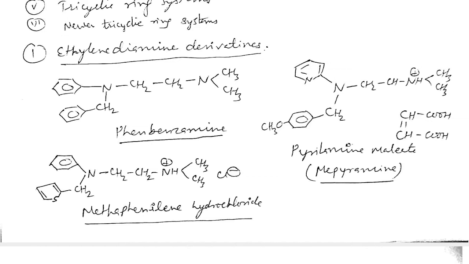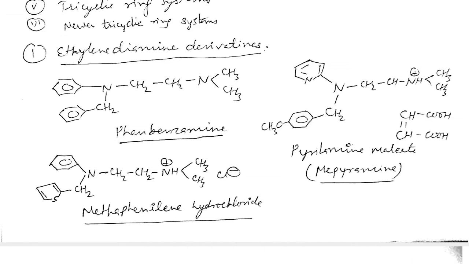Another is mepyramine. It is similar: one nitrogen, one amino group, contains a dimethyl group, and the other nitrogen contains a pyridine ring as well as a paramethoxybenzyl group.